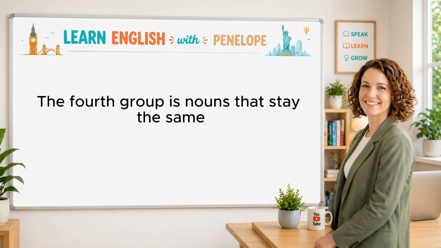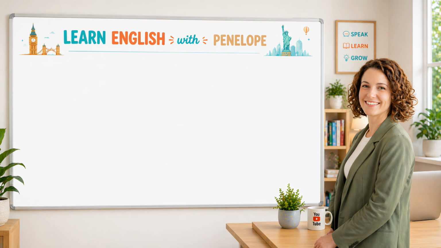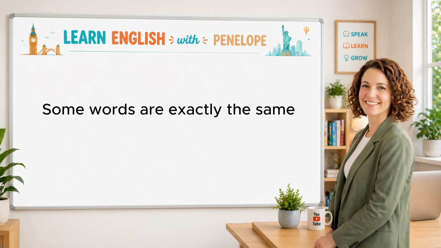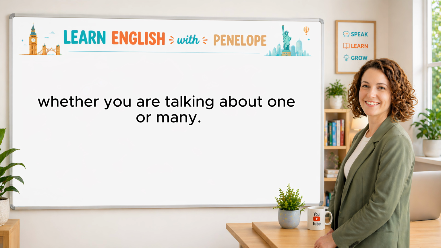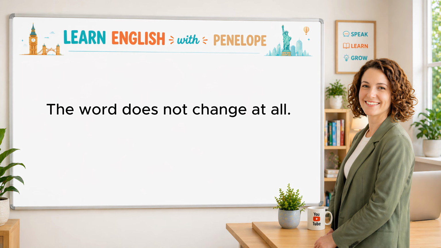The fourth group is nouns that stay the same in both the singular and the plural. Singular means one. Plural means more than one. Some words are exactly the same, whether you are talking about one or many. For example, one sheep, two sheep. One fish, two fish. One deer, two deer. The word does not change at all.